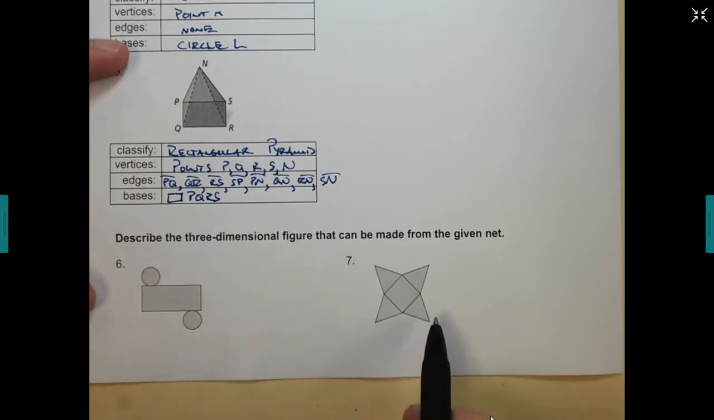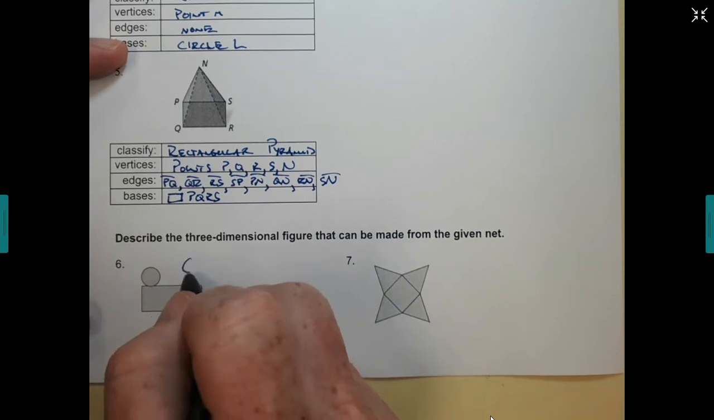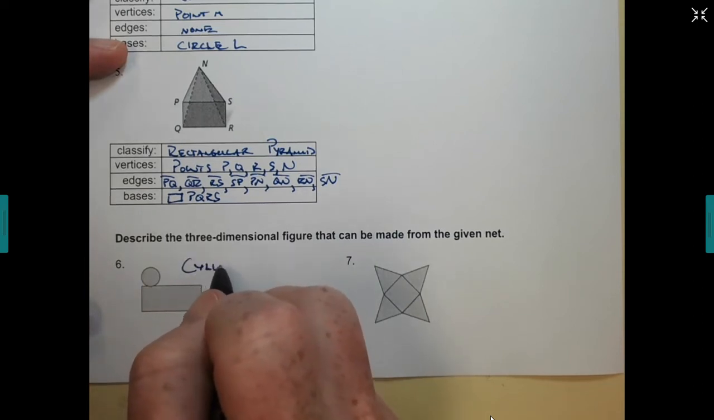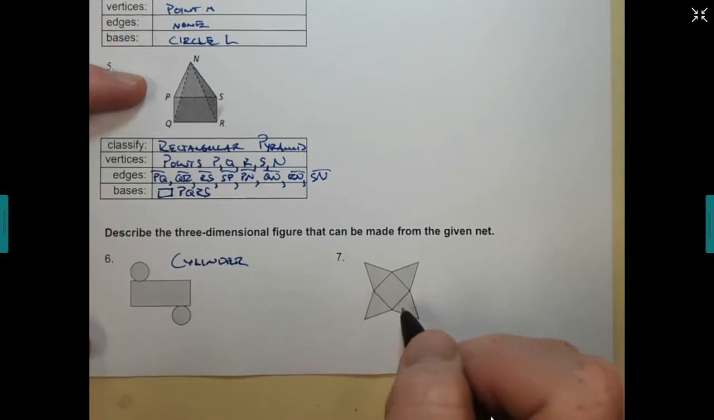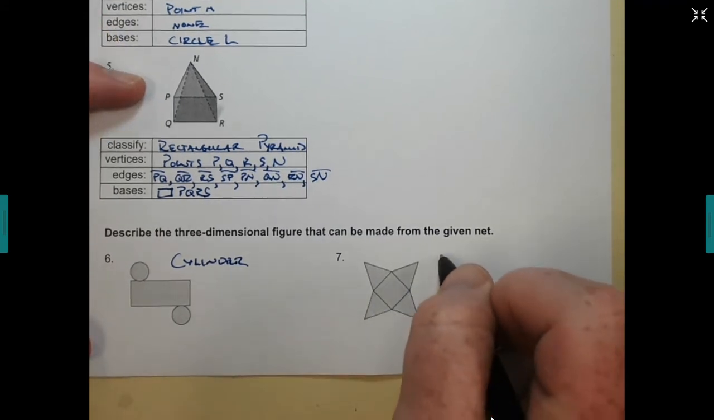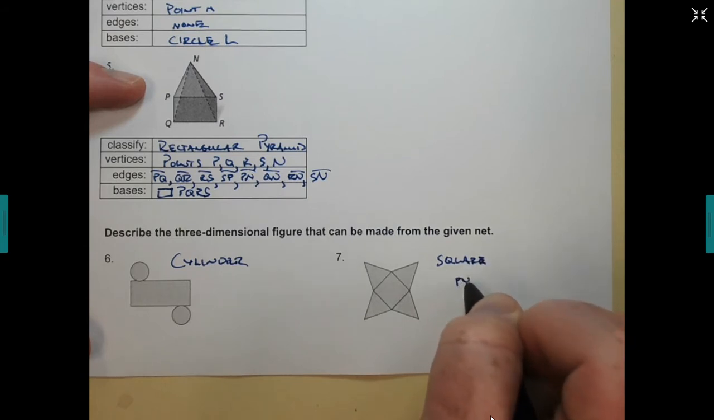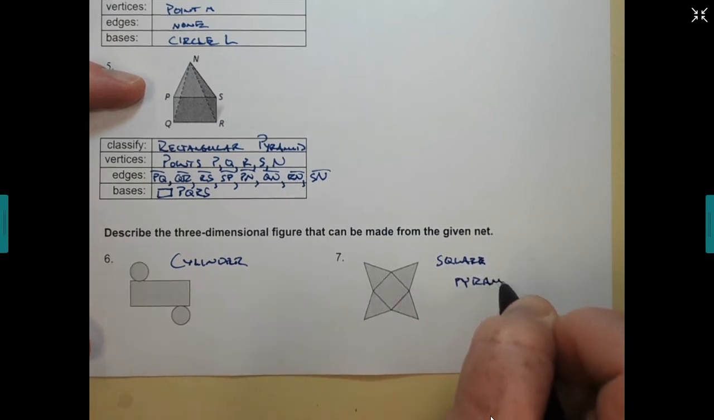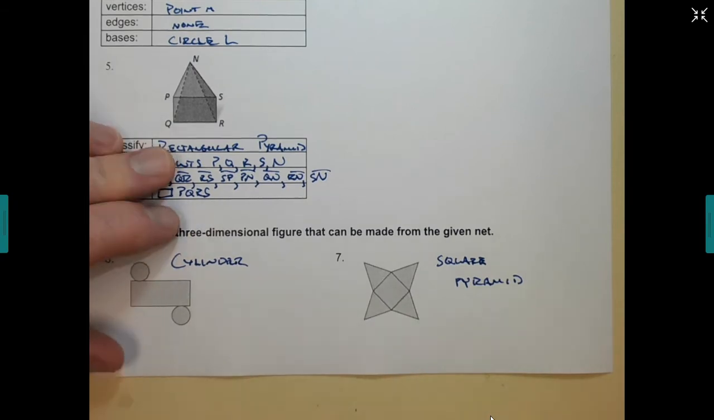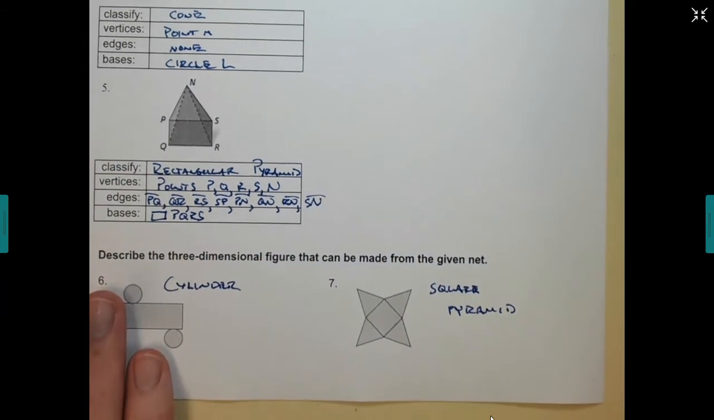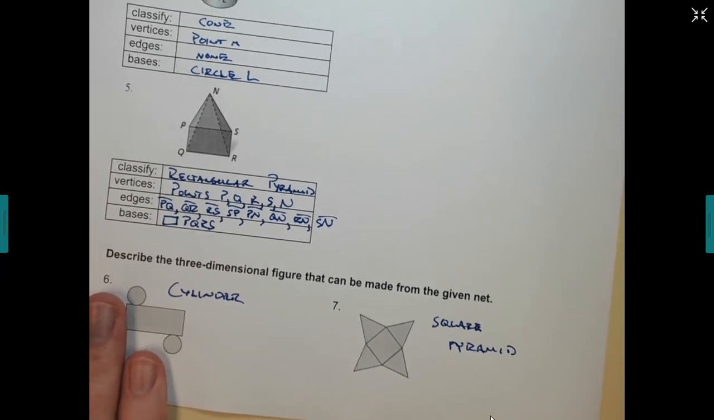All right, here's nets, and I got to be able to put them together. Describe the 3-dimensional figure. Well, this, if I put it back together, would be a cylinder. All right, this, I'm going to go ahead and say that's a square pyramid. I guess you could say I'm assuming some stuff. If you said rectangular pyramid, you'd be just fine there as well. Page 1. Done. Let's keep this going.